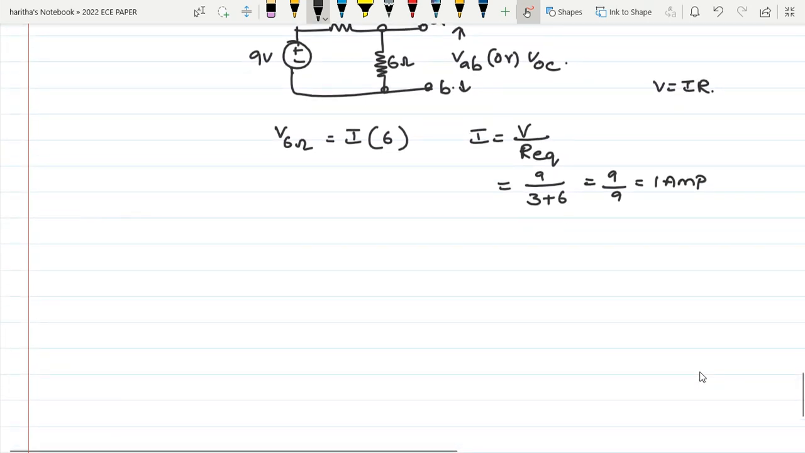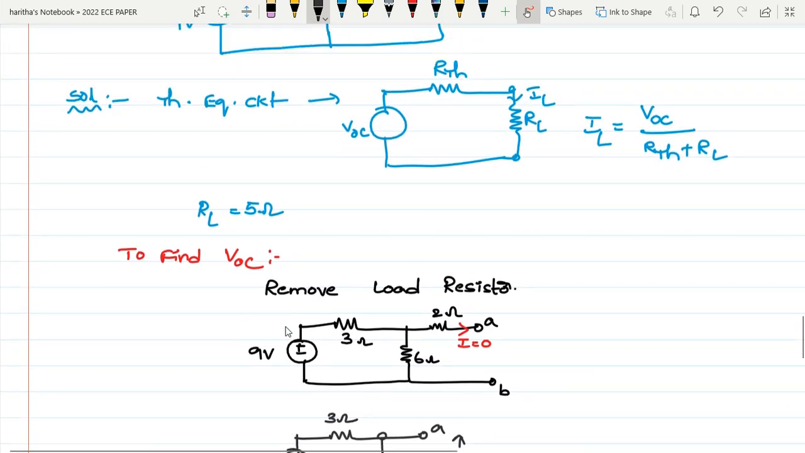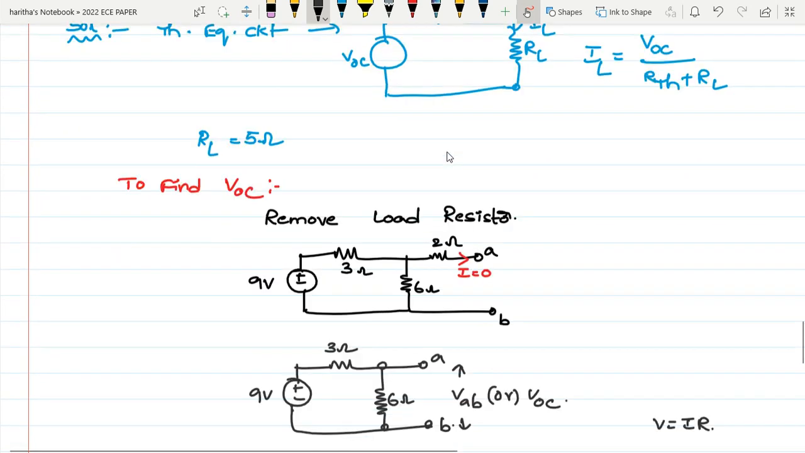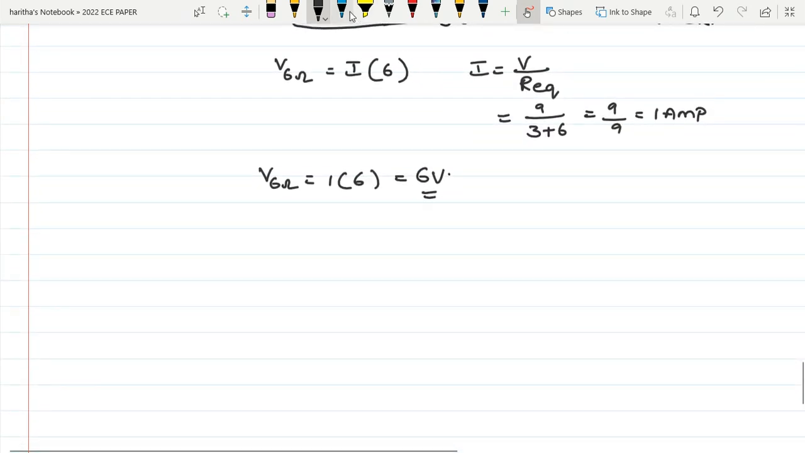Now we can find out the voltage across 6 ohm. That is 1 into 6. It is 6 volts. So this is the open circuit voltage. Now next, we got the value of VOC in the Thevenin's equivalent circuit. Next, what is the value we require? R Thevenin, Thevenin's equivalent resistance. So to find that out, what do we have to do?